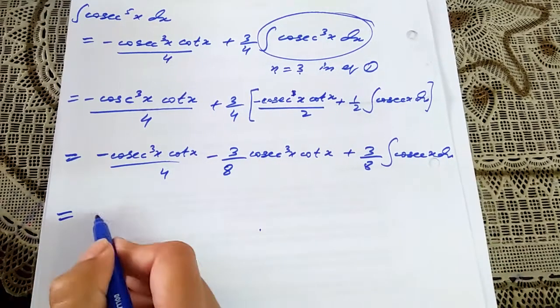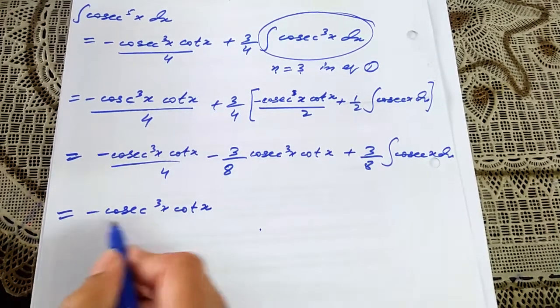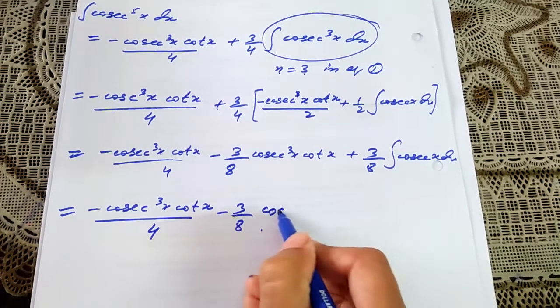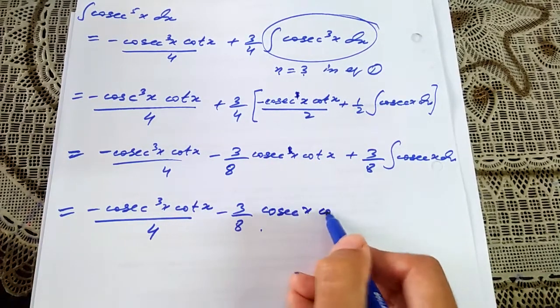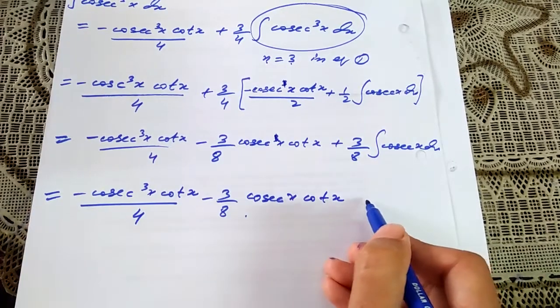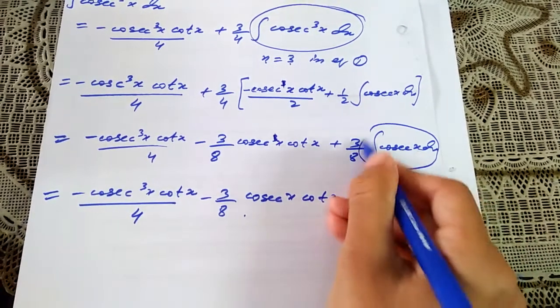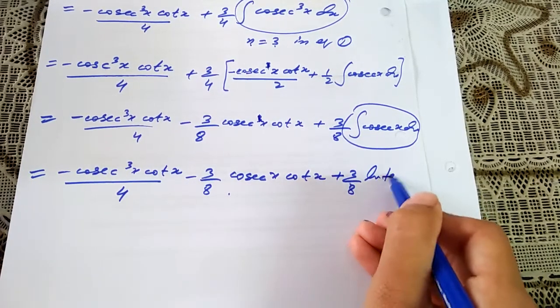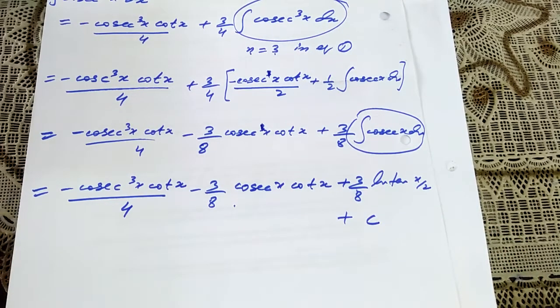Now this will be equals to minus cosecant cube of x cotangent x divided by 4 minus 3 over 8 cosecant x cotangent x, then we will get plus 3 over 8. Now integration of cosecant x will be equals to ln tangent x by 2 plus constant of integration will come here in this answer.